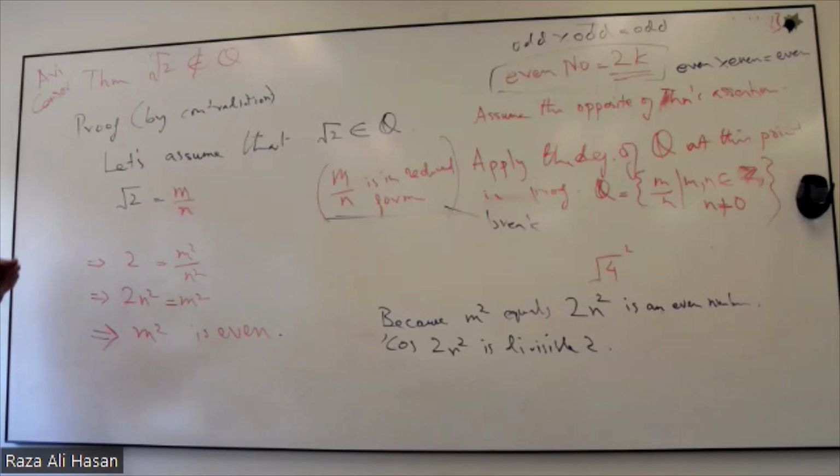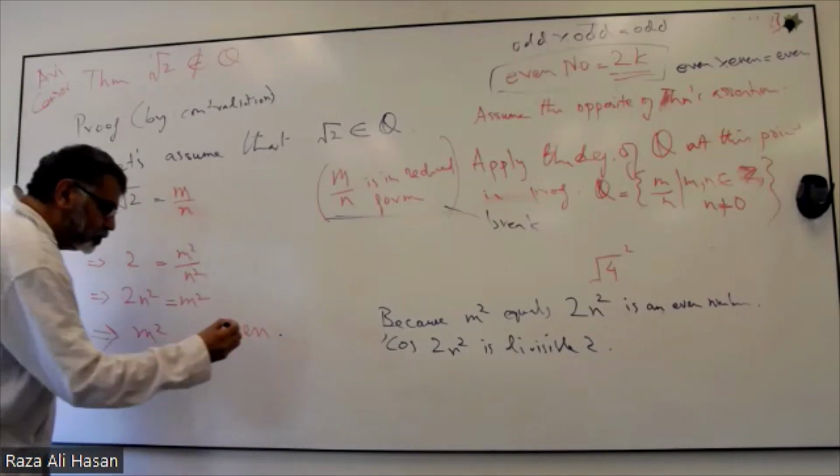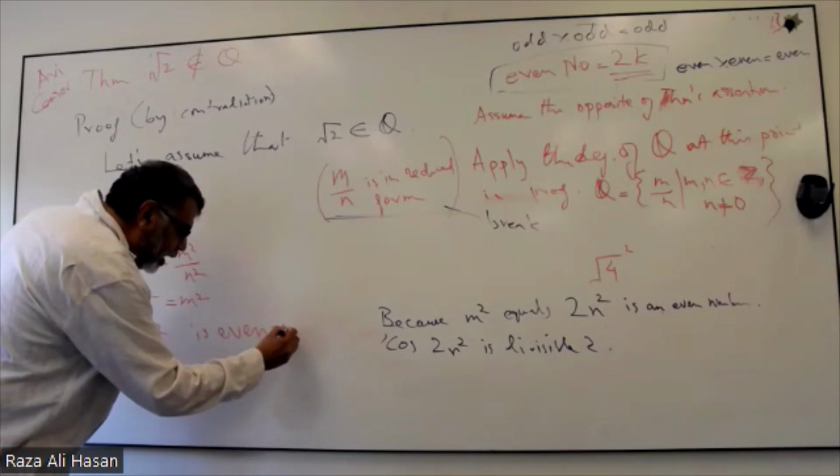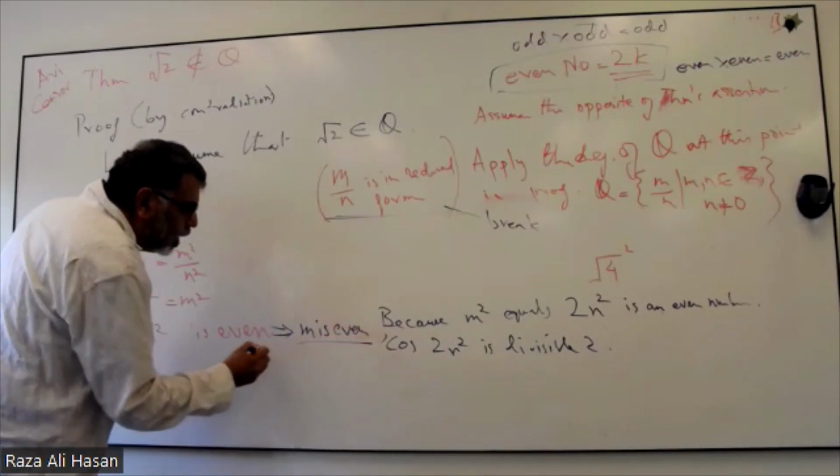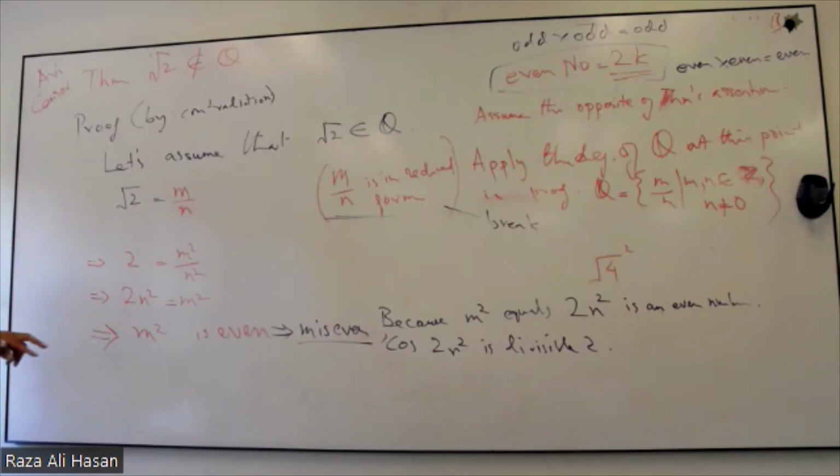So first we say M squared is even, then we say an even number can only be a product of 2 other even numbers, right? So therefore we can say that. So then the next line is M is even. So why is M even? Because otherwise this wouldn't be.